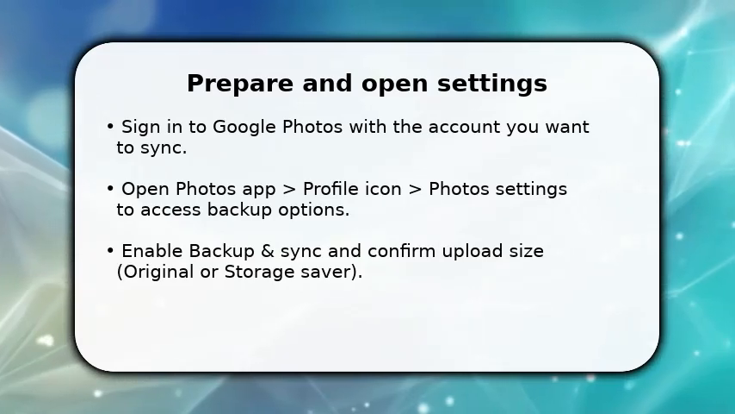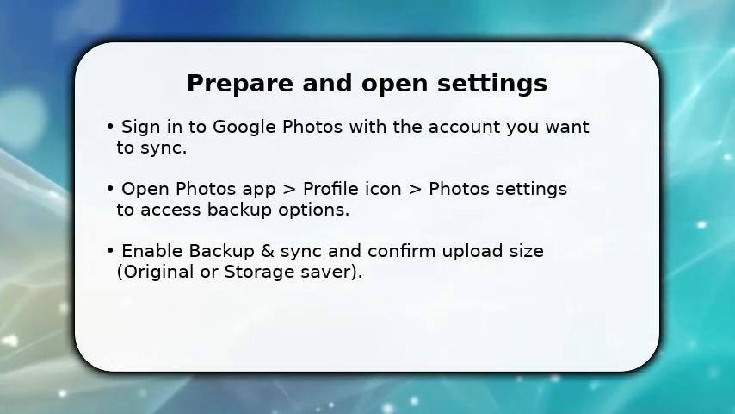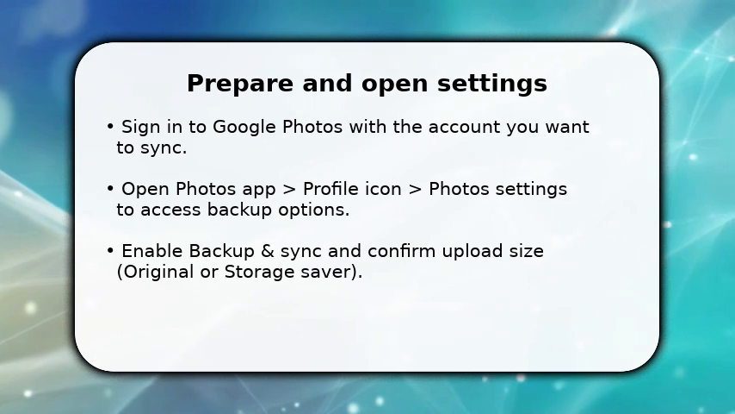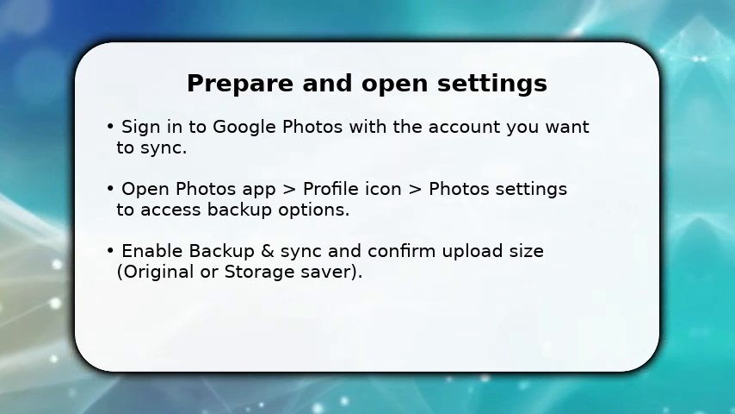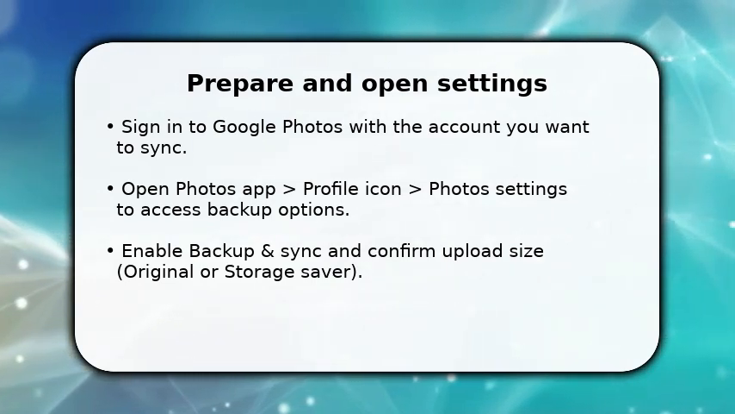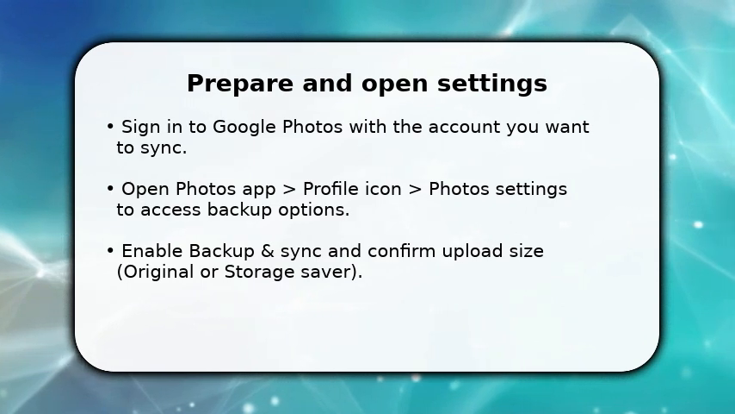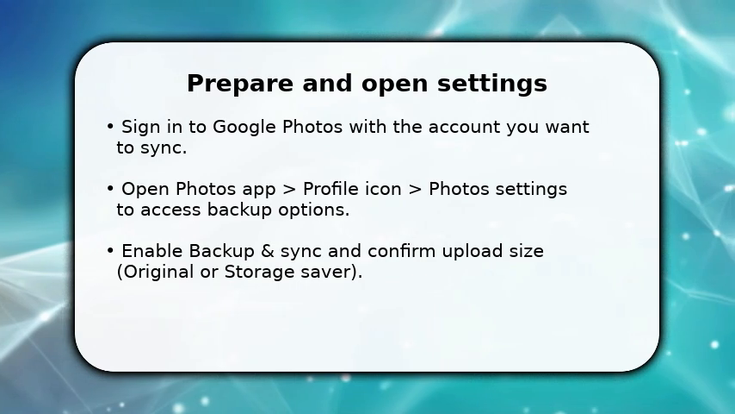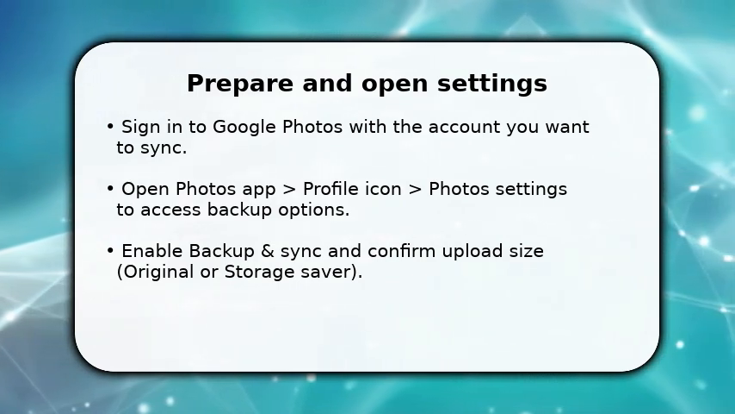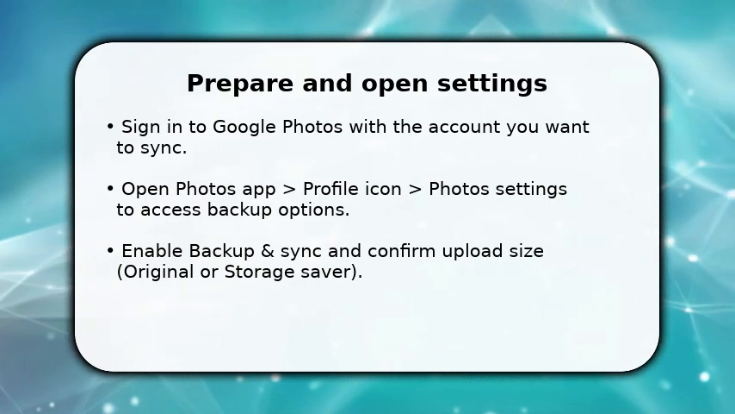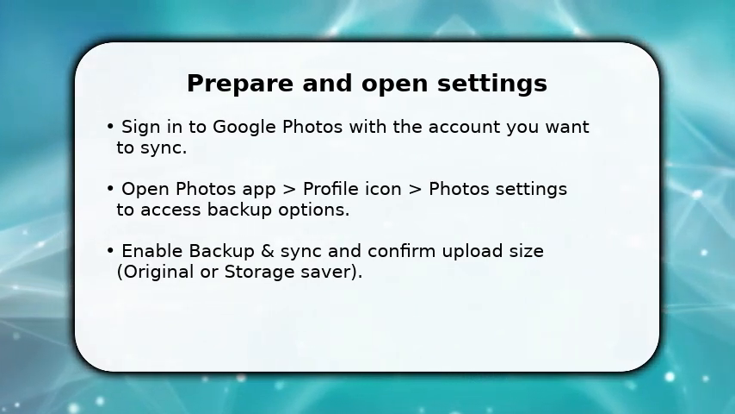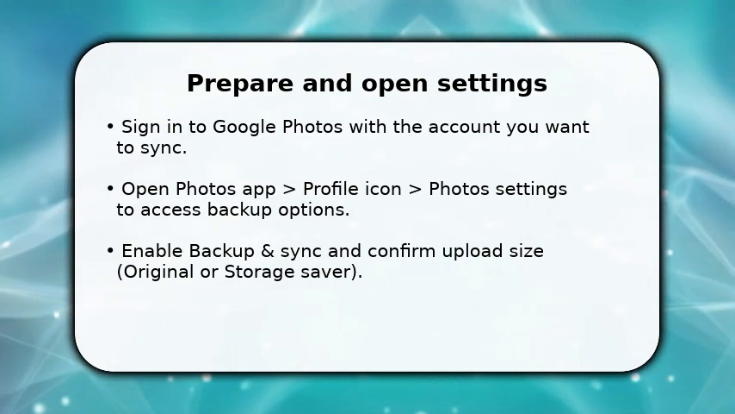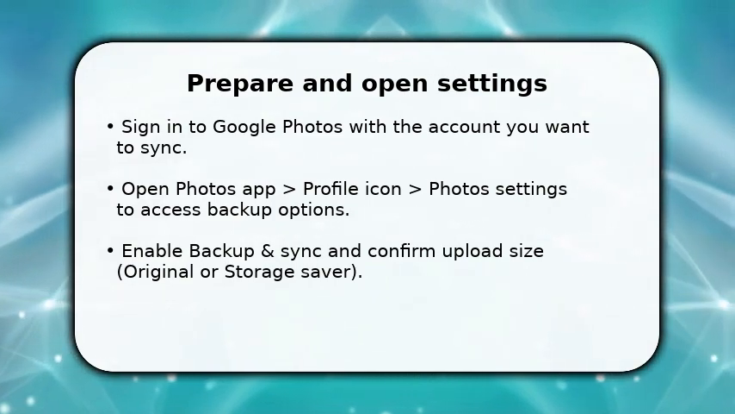You'll start by making sure you're signed into the exact Google account where you want albums to appear. Otherwise, Sync won't target the right library. Once signed in, open Google Photos and tap your profile icon, then Photos settings to find Backup and Sync. Turn Backup and Sync on and choose the upload quality. Original keeps full size. Storage Saver saves space. These steps matter because only backed up content can be selected for album-level sync later.